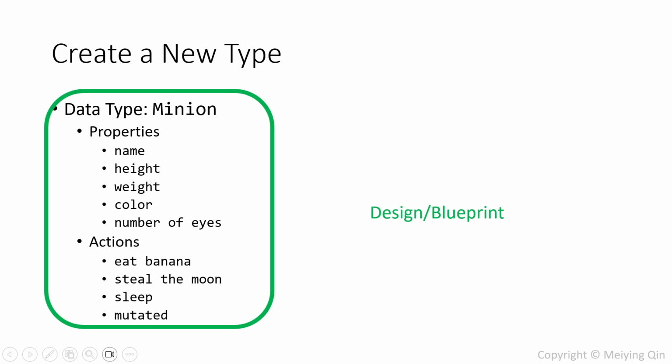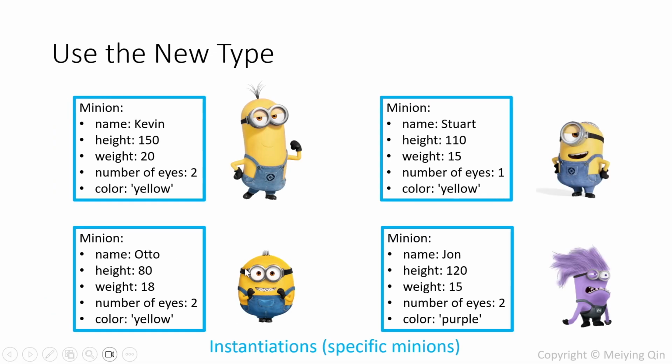So minion has some properties, as you see here, and some actions. And this is the structure, the blueprint, for defining or creating our new data type. Just like an architect has a blueprint to build a new building or a new house, we want to also create a blueprint to create a minion. We are not creating an actual minion yet. For example, we have not created minion Kevin, minion Otto, and so on yet. We just defined what properties each minion should have and what actions they should be able to do. And this blueprint or this structure is what we call in Python a class. Okay, so this is an example of a class.